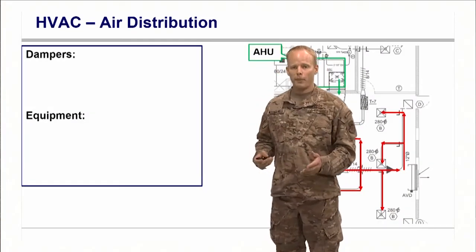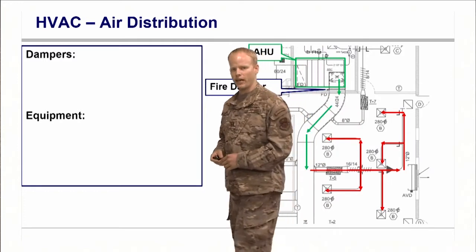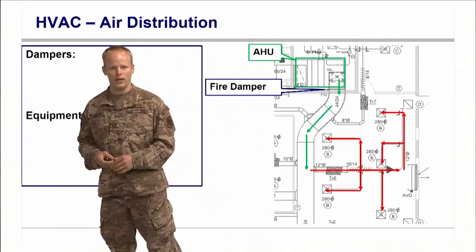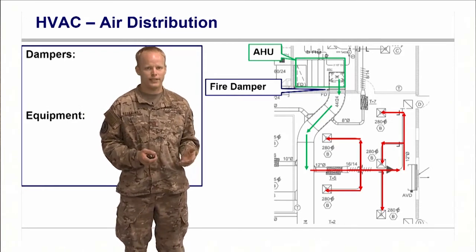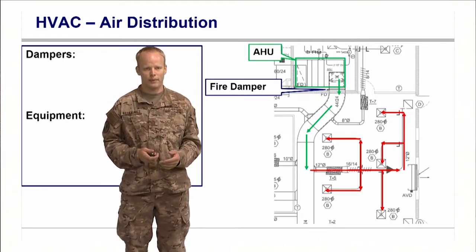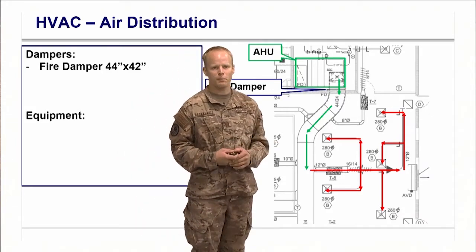Now let's count the equipment in your air distribution. So we have dampers. So leaving the mechanical room, every time you cross a firewall, there's going to be a fire damper. And on here it's indicated by FD. So there's a fire damper located there. And this is 44 inches by 42.